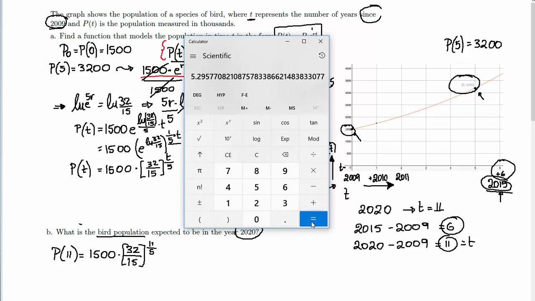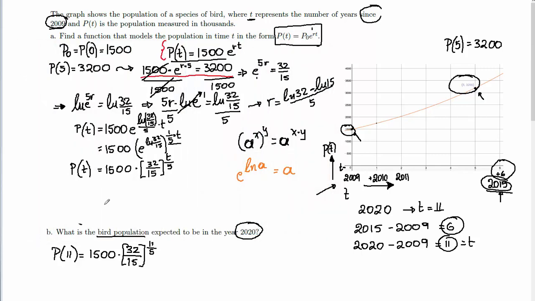Your result is 5.2957, and you multiply this by 1500. And the result is 7,943. And that's your answer for this problem. To approximate, 7,944.